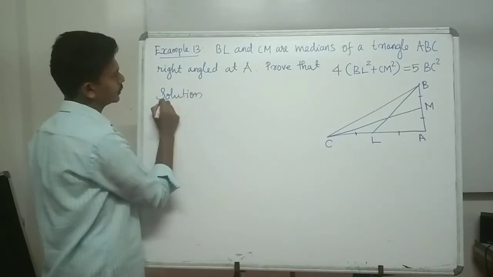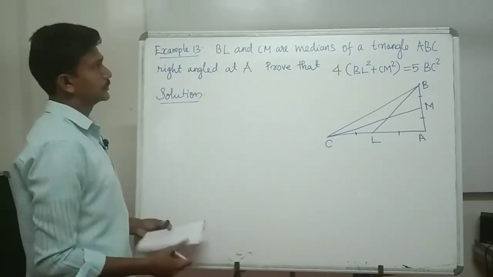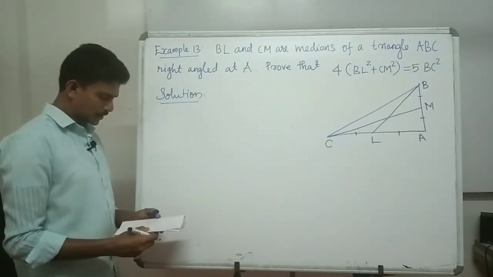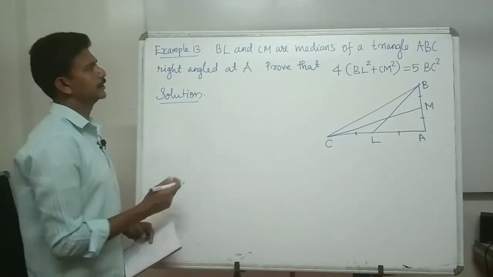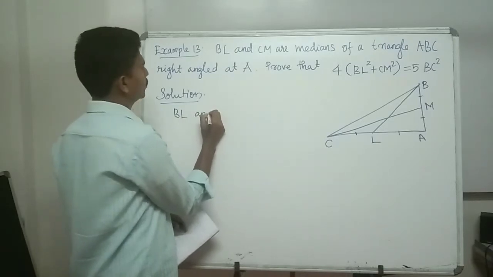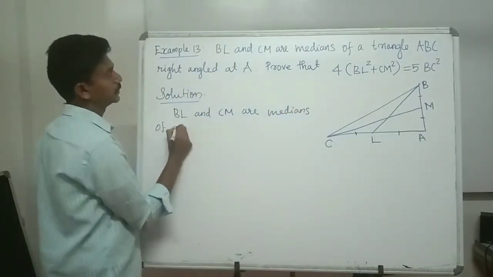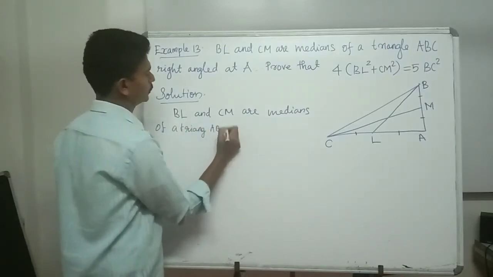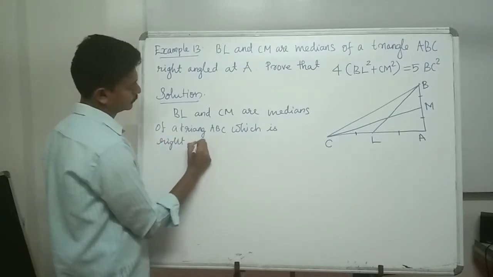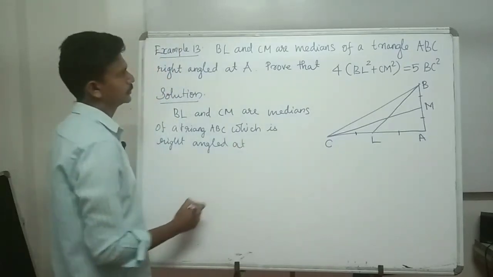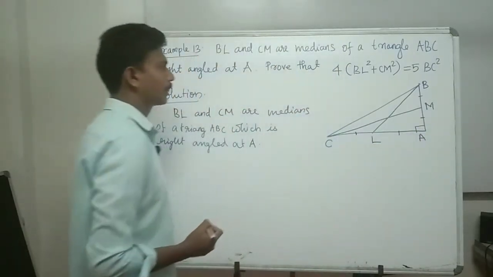So how we are going to do it: let us write what is given in the question. Given, triangle ABC is right angled at A. BL and CM are the medians of triangle ABC, which is right angled at A. So it is a right angle triangle, so we can use Pythagoras theorem in that.